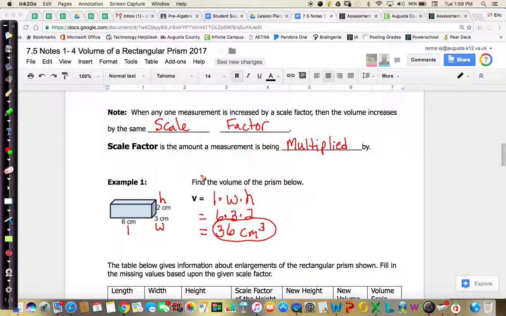Okay, now, it says the table below gives information about enlargements of the rectangular prism, but at the very end you'll see it actually gives a reduction. Fill in the missing values based upon the given scale factor. So we have to remember that the original volume was 36 because that is going to help us to fill out the last column.